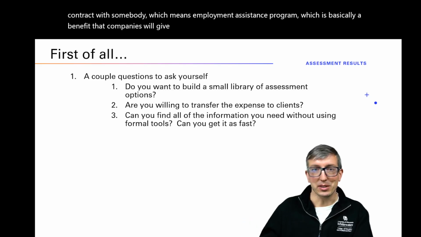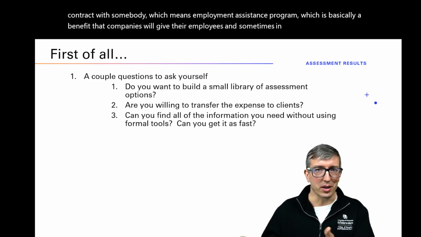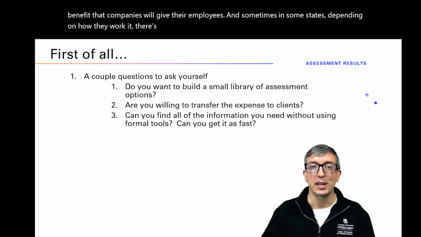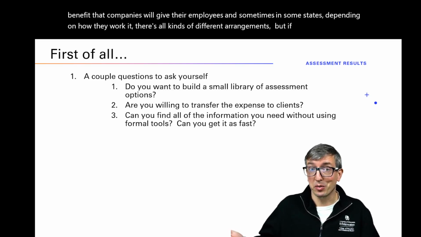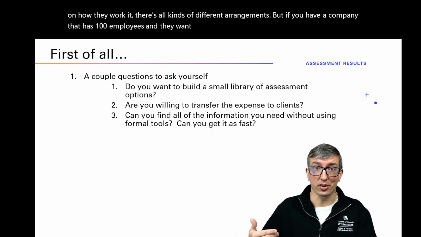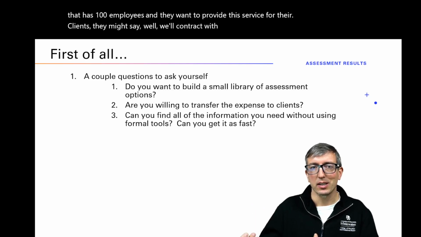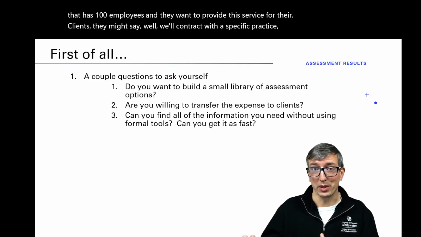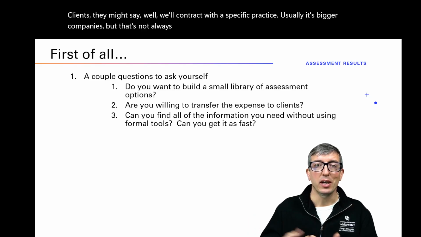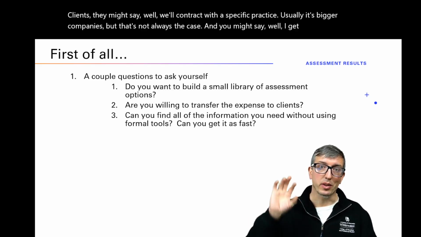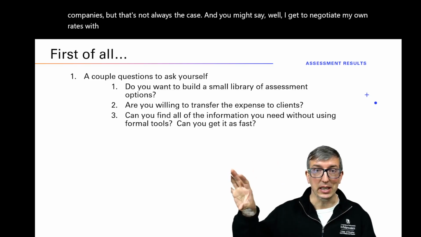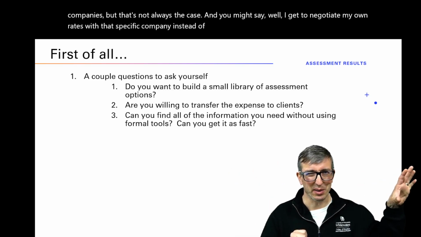And sometimes in some states, depending on how they work it, there's all kinds of different arrangements. But if you have a company that has 100 employees and they want to provide this service for their clients, they might say, well, we'll contract with a specific practice. Usually it's bigger companies, but that's not always the case. And you might say, well, I get to negotiate my own rates with that specific company instead of an insurance company. Does that make sense?